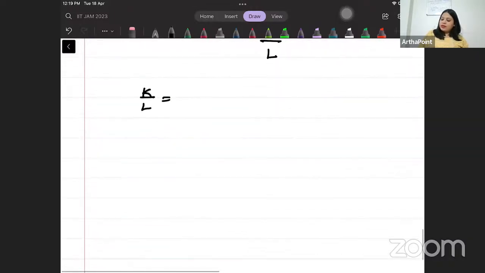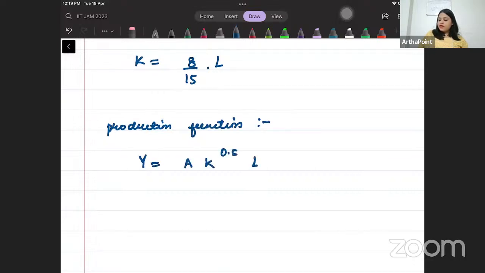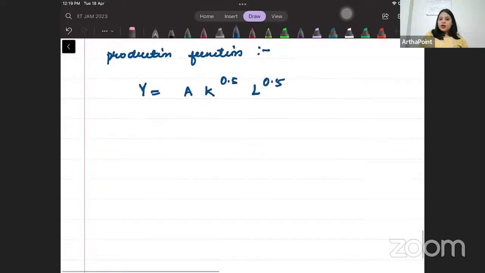So W by R will be 8 by 15. So from here, I know that K will be 8 by 15 into L. Now, you're supposed to produce 200 units of output. And your production function is given as Y is equal to A, K to the power 0.5, L to the power 0.5. So it is given as Y is equal to A, root K, root L. Right?